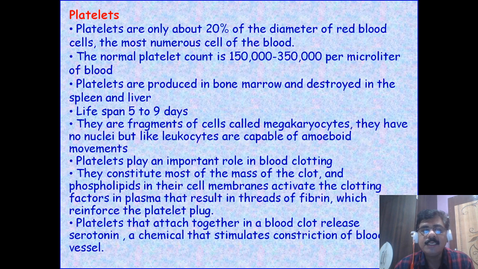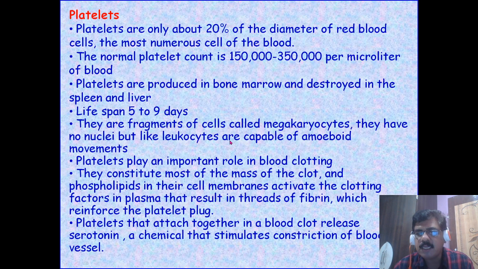Then the next cellular element, that is the platelets. These platelets are only about 20% of the diameter of the red blood cells and are the most numerous cells of the blood. The normal count of platelets is 1.5 lakh to 4.5 lakh per microliter of blood. Platelets are produced in bone marrow and destroyed in spleen and liver. Their lifespan is 5 to 9 days.